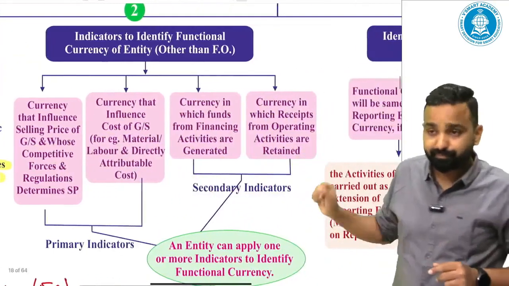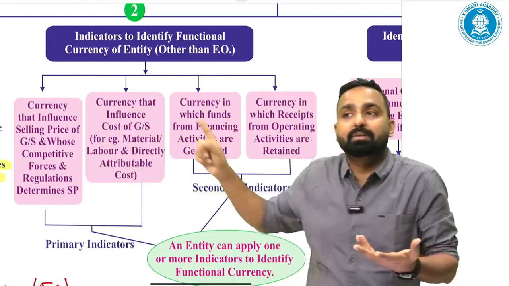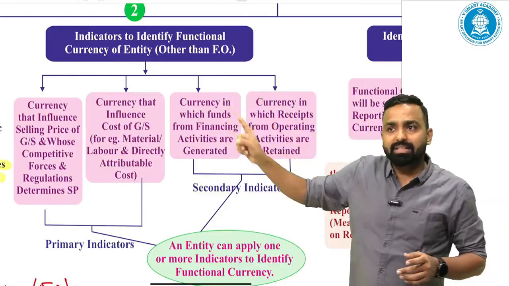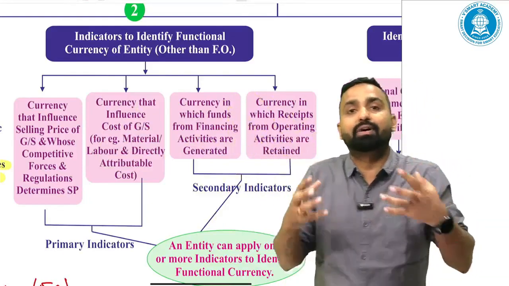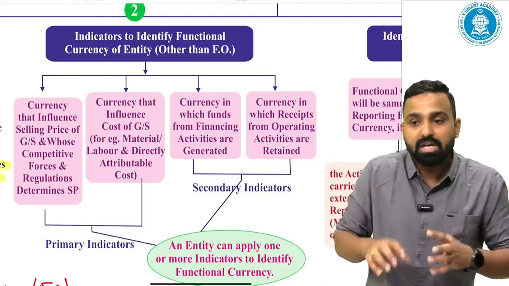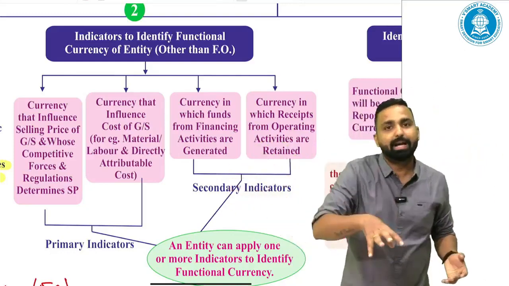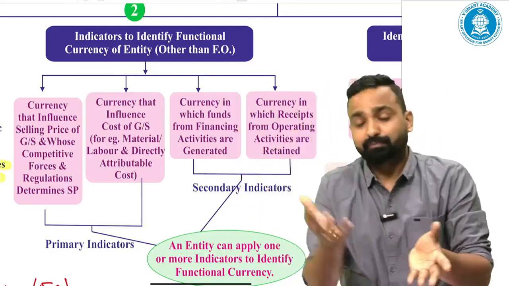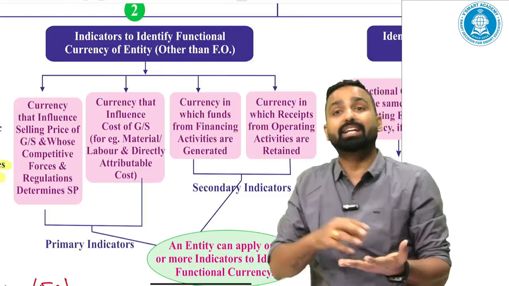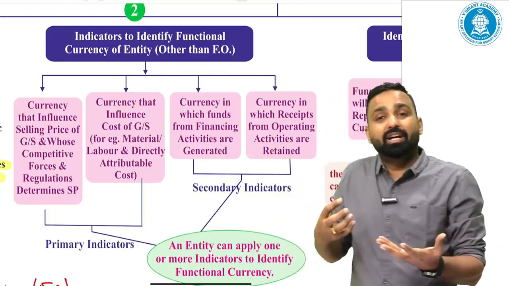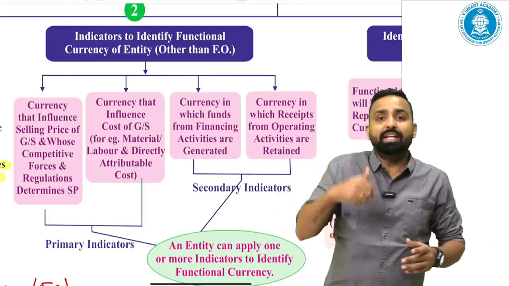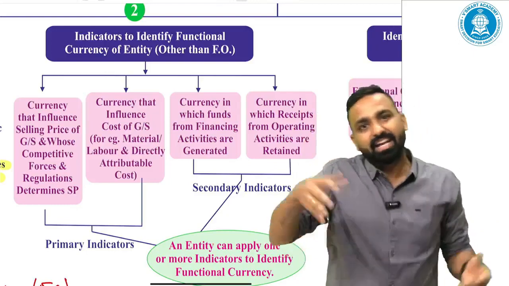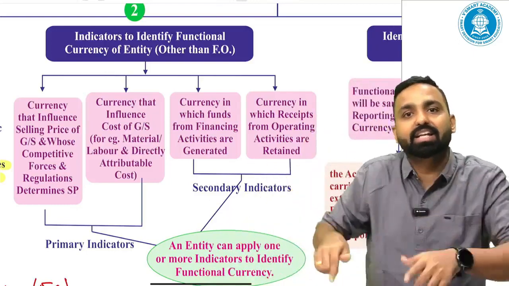Now the secondary. Suppose you cannot decide your functional currency based on the two indicators. Now what will you do? You can go with the secondary indicators also. Currency in which funds from financing activities are generated. Funds from financing activity means loans, taking borrowings. In your entire company, you have equity capital, preference capital, loans, debt funds. The entire funding is 100 crore. Out of 100 crore, suppose 80 crore is generated in India and 20 crore is generated from the US market. So major funds are generated in Indian currency, 80 crore. So my functional currency is Indian currency.